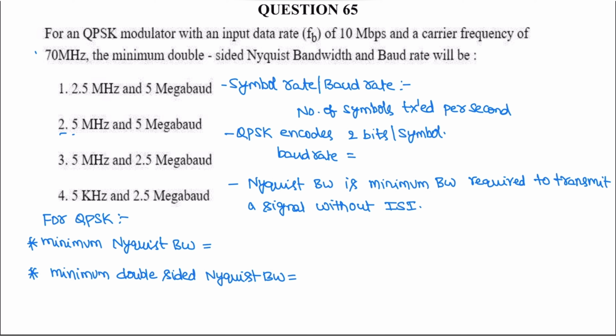FC. Let us assume carrier frequency FC and input data rate, that is RB, 10 Mbps. The question asks for the minimum double-sided Nyquist bandwidth and baud rate. Symbol rate is the number of symbols transmitted per second. QPSK encodes 2 bits per symbol, so the baud rate in QPSK is half of the bit rate.